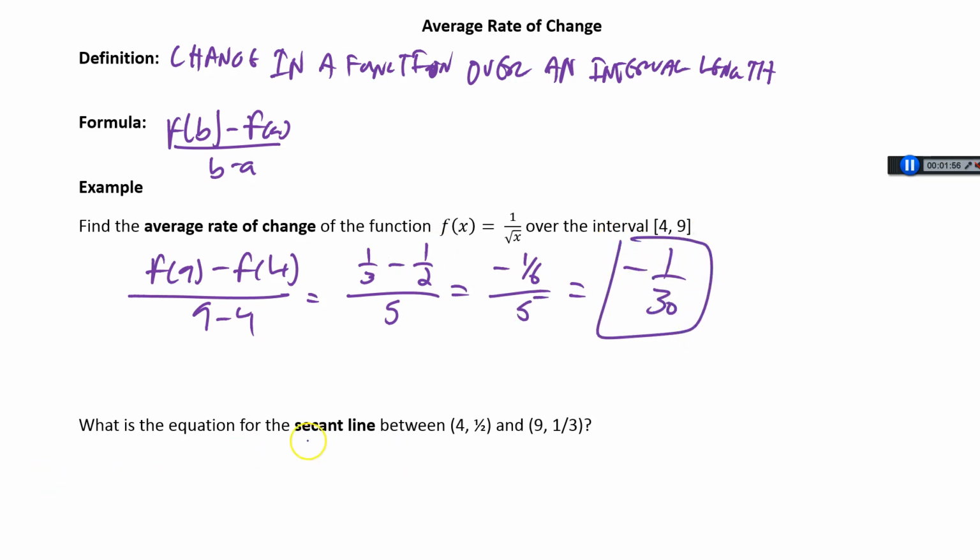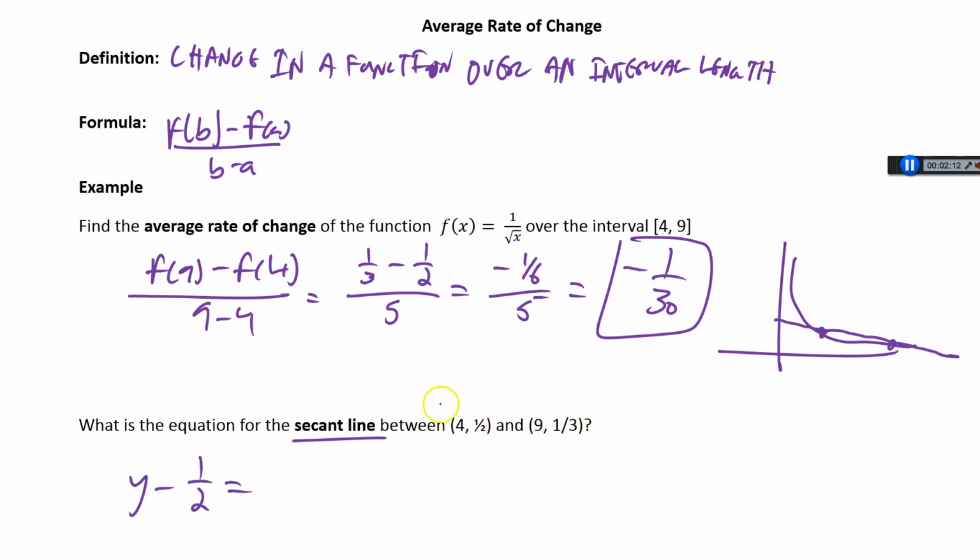Now they ask us for the equation of the secant line. So this 1 over root x is something like this. So 4 might be here, 9 might be here. We're looking for the equation of that line with negative slope. We can use either point. I might use the 4, 1/2 this time. Why not? Y minus 1/2 equal to our slope, which is negative 1/30 times x minus 4. That's all there is to it.